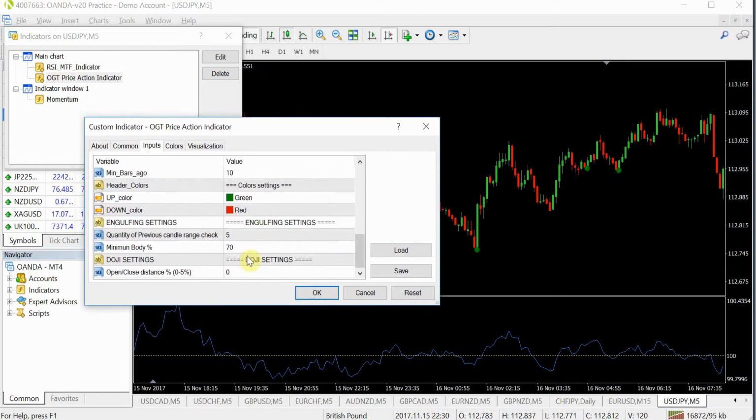In the engulfing settings is the quantity of previous candle range check, which I've set to 5. So the engulfing bar needs to be greater than the previous 5 candles, and the body needs to fill 70% of the range of the candle. Those are the 2 settings left at default. I've not changed anything else.